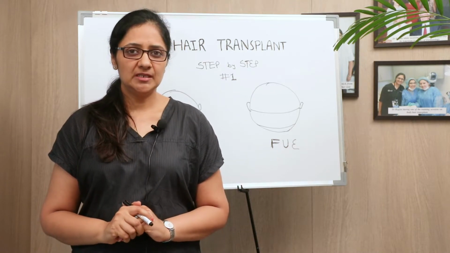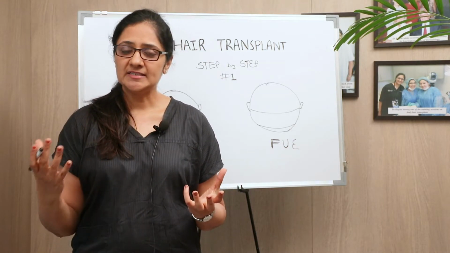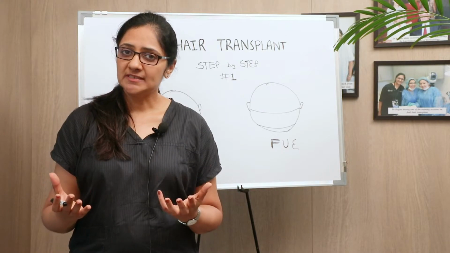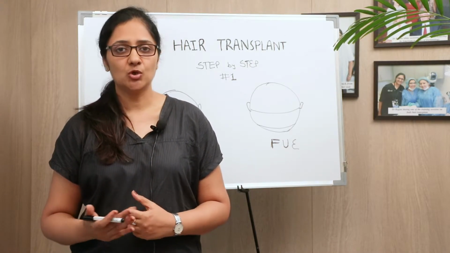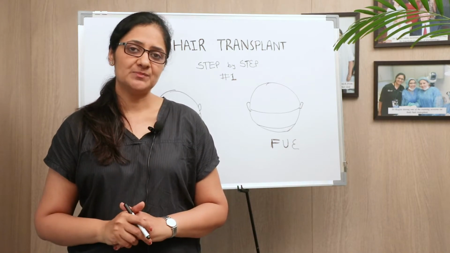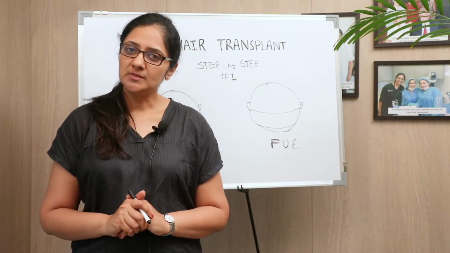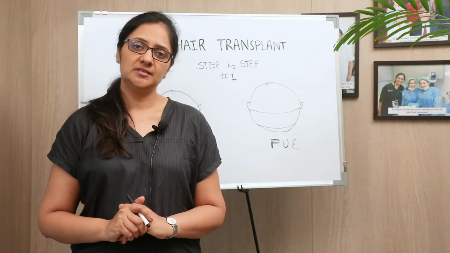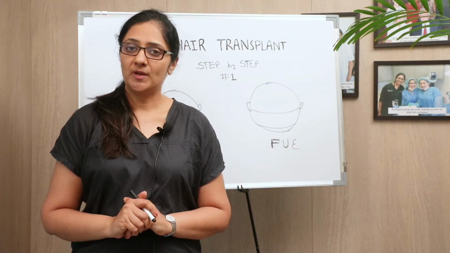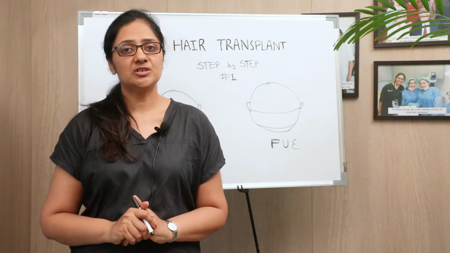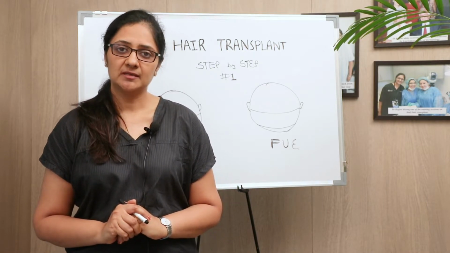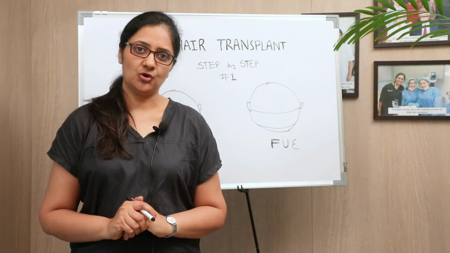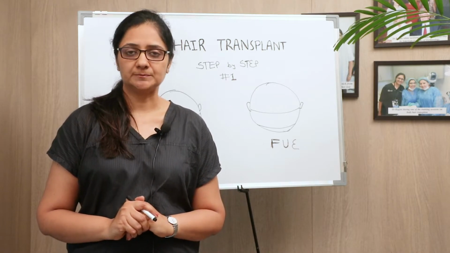Usually I give a simile of soil and seeds. In baldness, it's the seeds which were weak, the plants which are weak, and that's why you lost them. But the soil in the front is absolutely normal. So in a normal soil, if you implant good, thick and strong seeds, they grow back again. So the first question which we usually face is, do they grow in bald areas and do they stay back? Yes, they do grow because they are strong and they do stay back because they are strong.